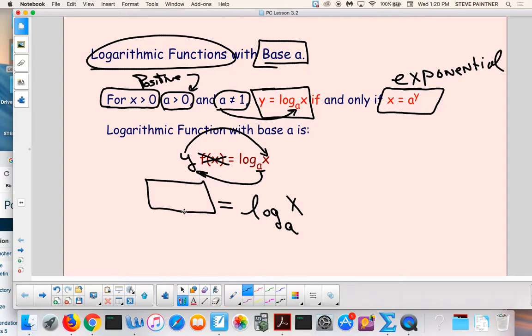And y is an exponent. So every time you do a log problem, guys, you're getting what? You're getting an exponent. And that's really all a log is. It's an exponent. So you ready? I'll throw one at you.